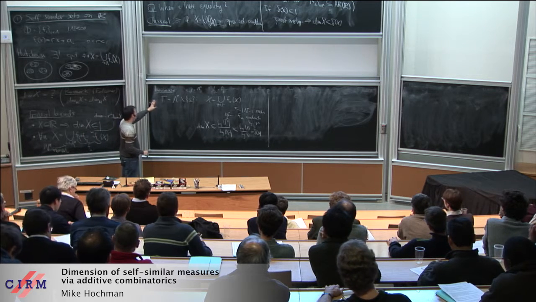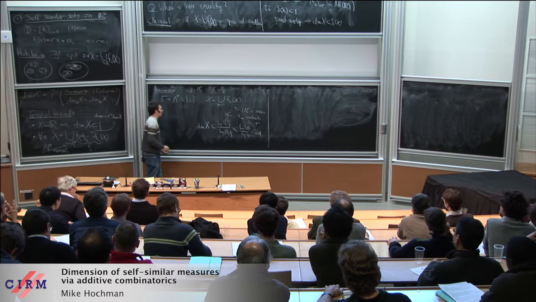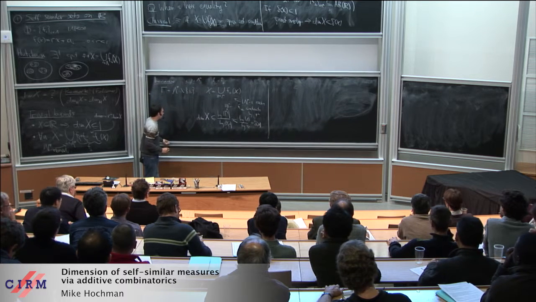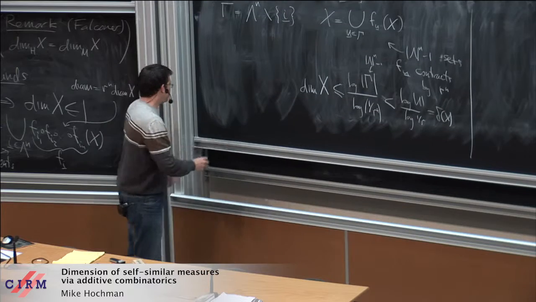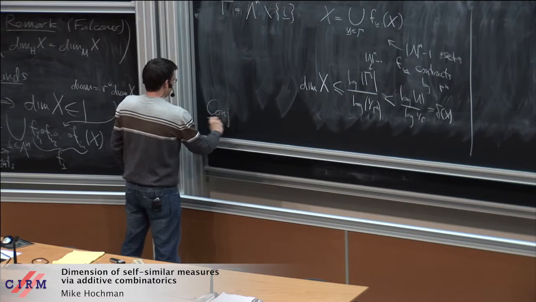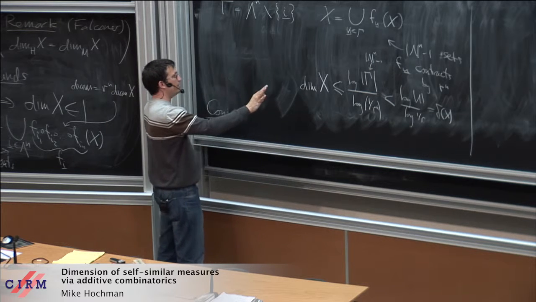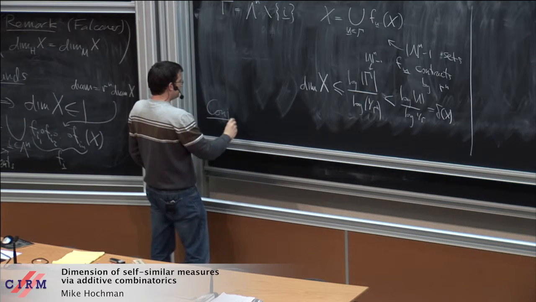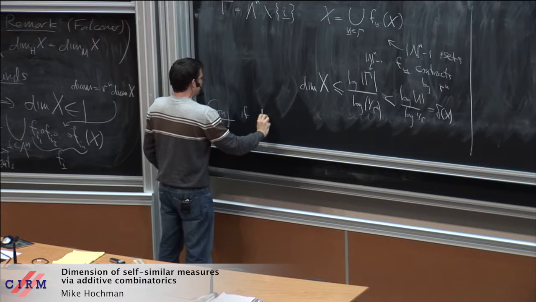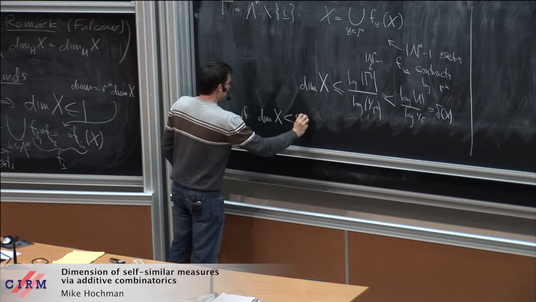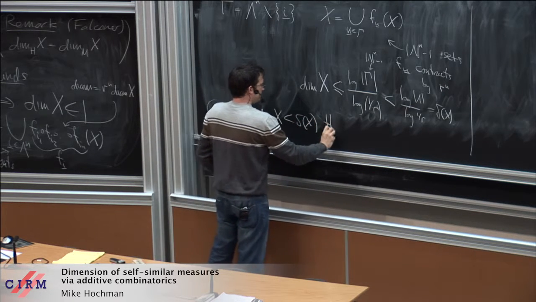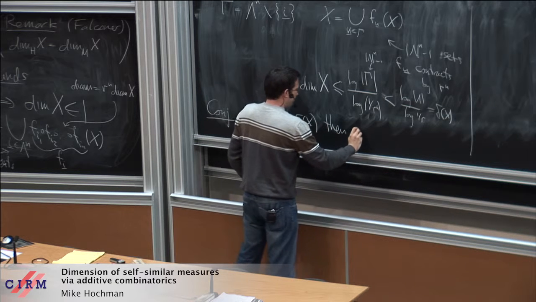So there's this algebraic obstruction that can cause the dimension to be too small. And so the conjecture, which I want to talk about, is that, in fact, this is the only way that the dimension can be too small. So the conjecture is that if the dimension of x is less than delta x, then there exist exact overlaps.